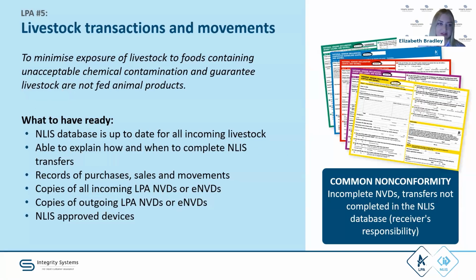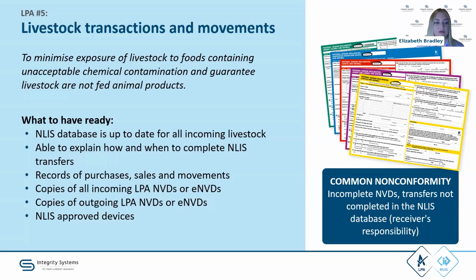And speaking of NVDs, we can now move into livestock transactions and movements, which is around communication. It's about communicating our food safety status of our animals and beginning that traceability journey from property to property through the supply chain. So things that the auditor will be looking at is your NLIS database. They'll run a report to see all your transfers and make sure that you've got no systems transfers or errors or things on there that indicate that you haven't transferred something correctly.